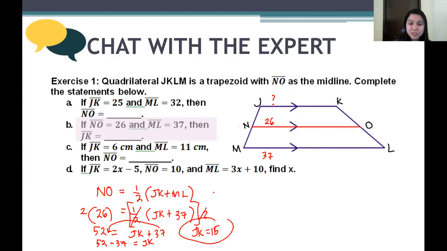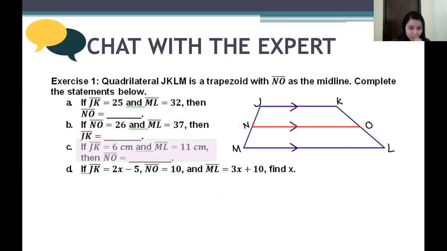Next, let's go to letter C. If JK measures 6 cm and ML measures 11 cm, what's the measure of NO? Ready? In our chat boxes? Oh, that's very easy, right? Very good, Ali. NO is 6 plus 11 divided by 2. That's 17 divided by 2. Please don't forget the unit of measure. That's 8.5 cm.